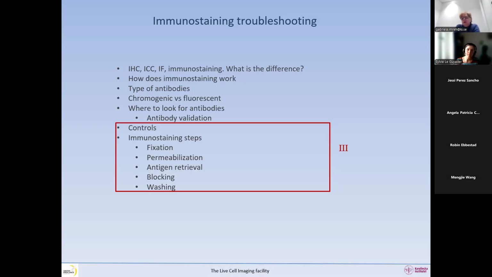Okay, so let's get started with the last part of my talk, which will focus on the immunostaining steps.